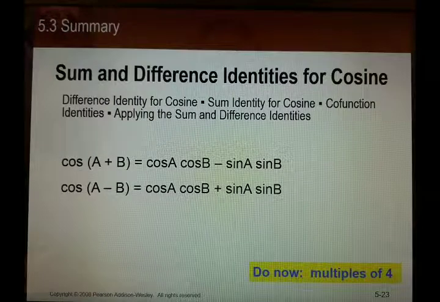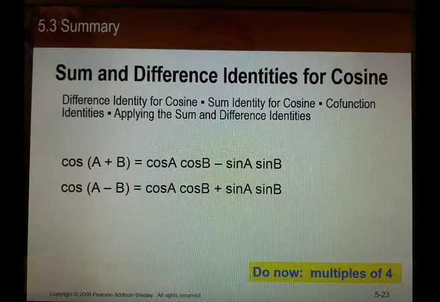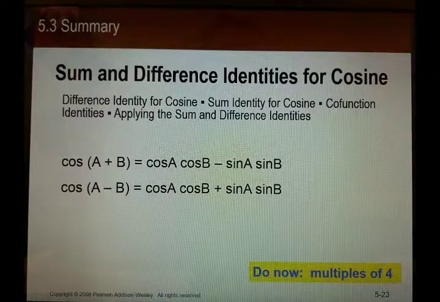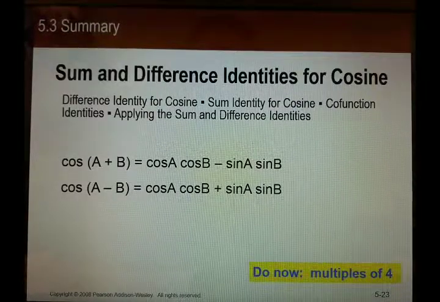That'll end our notes today for 5.3. Please make sure you do the multiples of 4 tonight on this lesson before you come to class tomorrow, because tomorrow we'll be doing 5.4, which will be more sum and difference identities, but it'll be for sine and for tangent tomorrow.